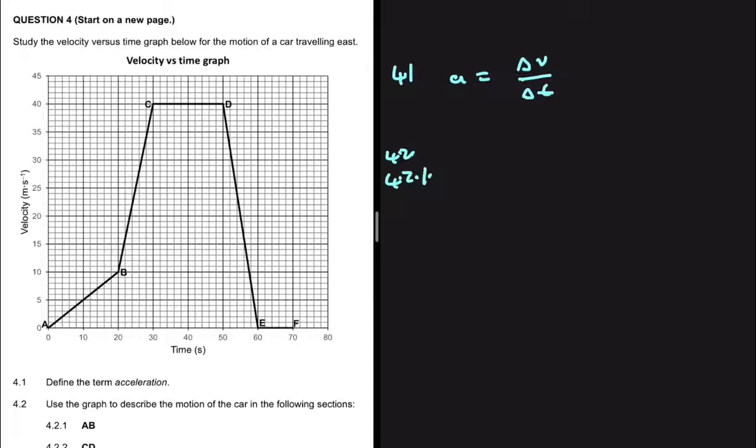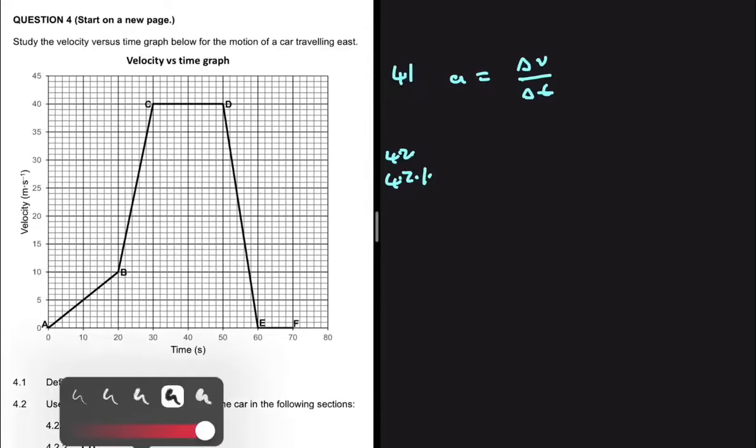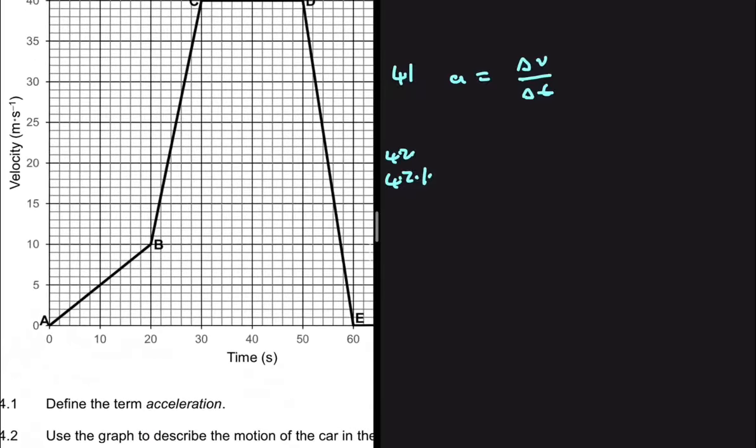4.2.1. Use the graph to describe the motion of the car in the following sections. In 4.2.1, we are interested in the section AB. We can see that at t equals 0, our velocity is 0 meters per second, and at t equals 20 seconds, our velocity is 10 meters per second. So what can we say about that? How can we describe that motion?